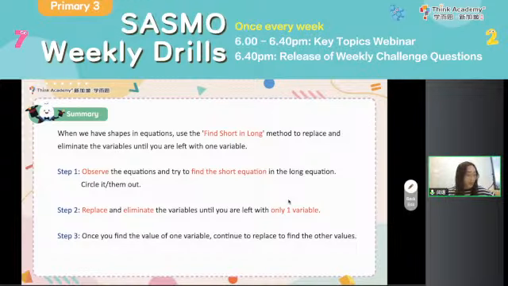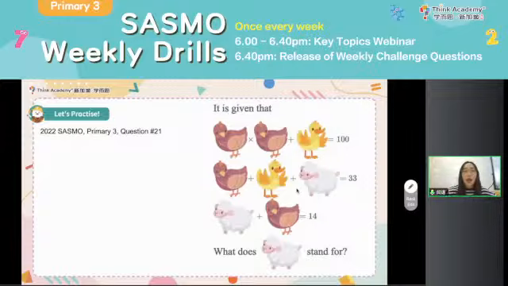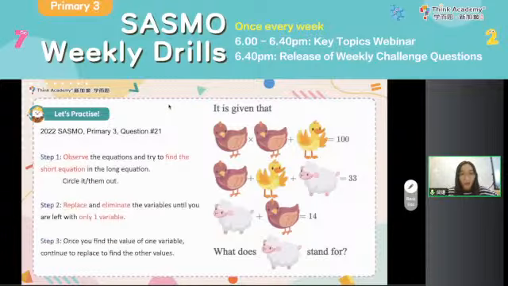Okay, so here, everyone, I think maybe you can take a piece of blank paper, okay? Here, let's try some real competition questions. This is question 21 in 2022 SASMO. It is given that chick times chick plus a duck is 100. Chick plus duck plus sheep is 33. Sheep plus chick, that is 14. And the question is asking you to figure out the value of one sheep. So again, we just follow the 3 steps. Firstly, try to observe. Can you find the short equation?